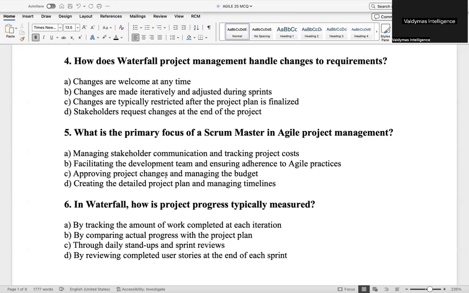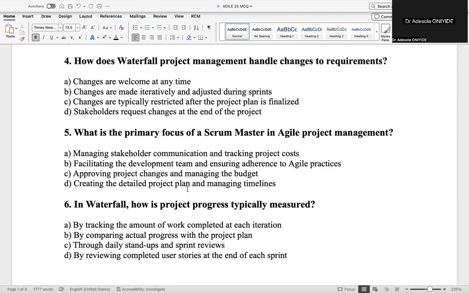So some call it CAB, which is change advisory board. Some call it RFC, request for change meeting. But it's not a primary role of the Scrum Master to go and do that. In most developed agile teams, it is the role of the tech lead, that's the development team lead, to go and actually make that request. So it's not primarily the role of a Scrum Master, and managing budget is not primarily the role.